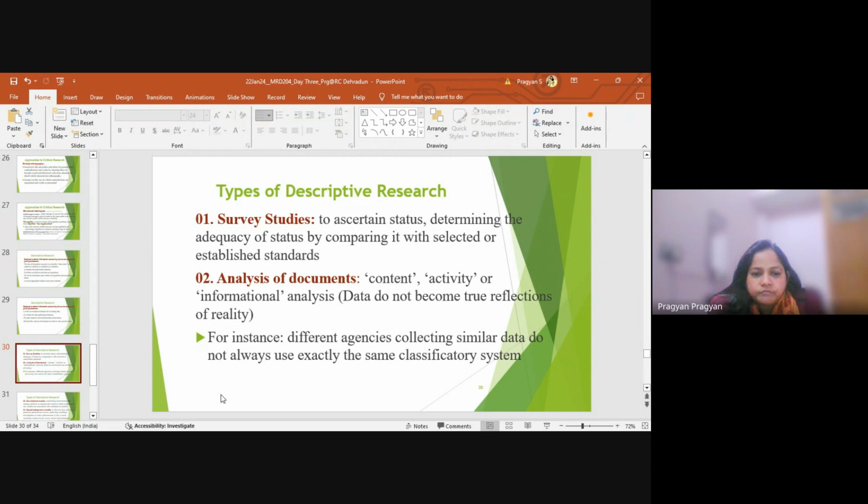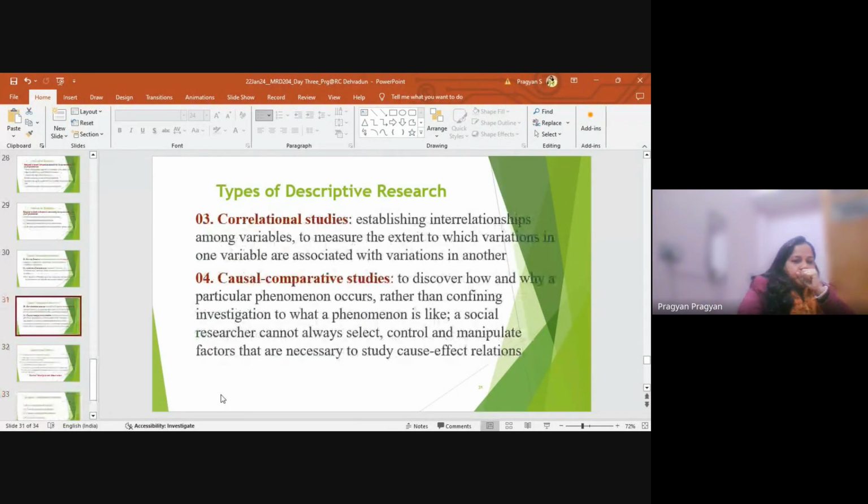So for instance, different strategies collecting similar data don't always use exactly the same classificatory system. In that case, you need some other sort of qualitative research as well, and that we call content analysis, and that is part of the descriptive research. Then of course, there are correlational studies and causal comparative studies.